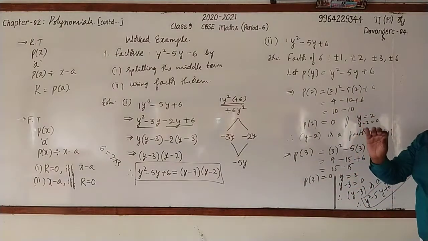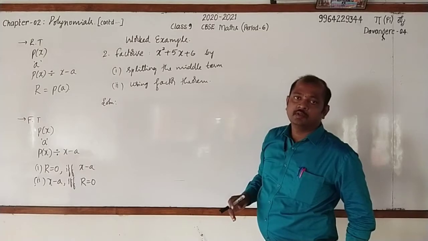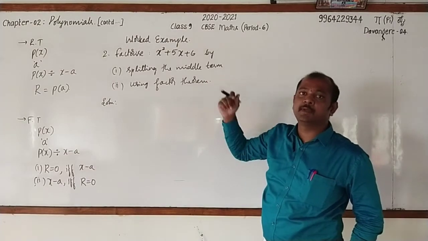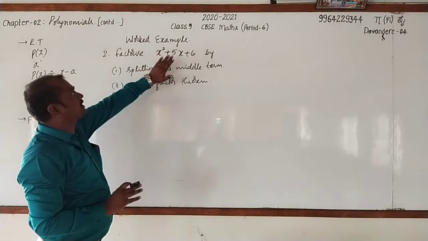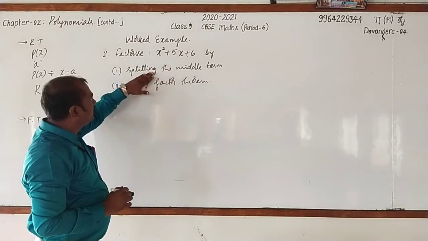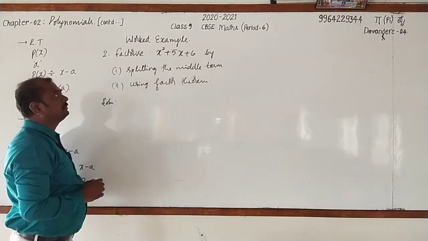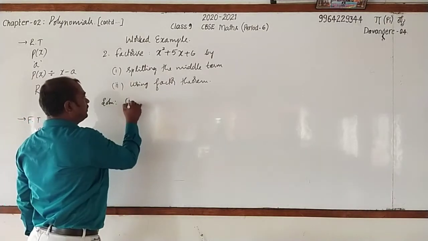After that, I'll take another simple example. Right. I have taken another simple example. Observe this. x square plus 5x plus 6. It should be factorized by these two methods: splitting the middle term and using the factor theorem. I take them one by one.